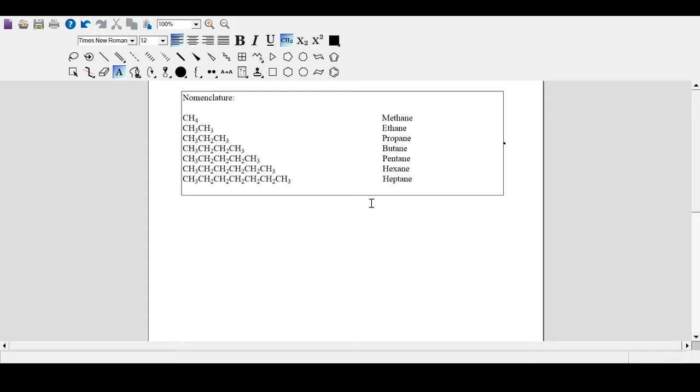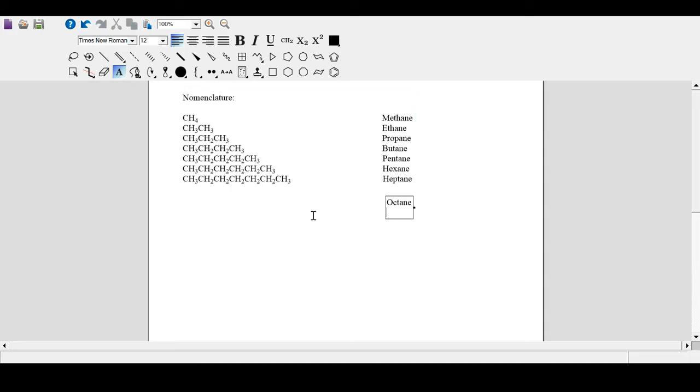Okay, and then what I'm going to do is, let's see if I can, nope, okay. I want you to try and fill in octane, which is just the next one down, so 8 carbons. And I want you to look at how this kind of chain is going along.